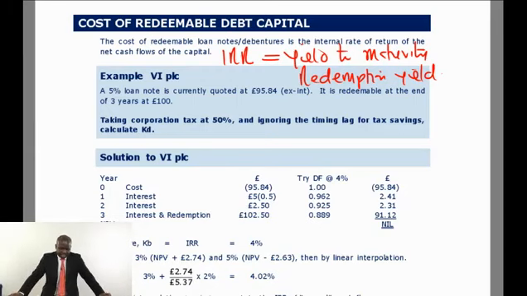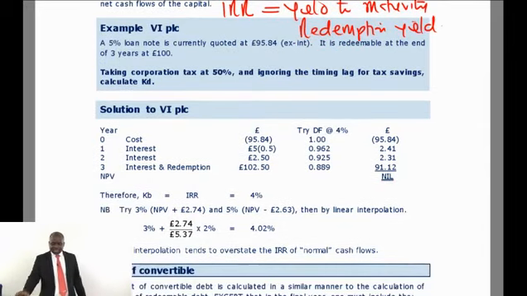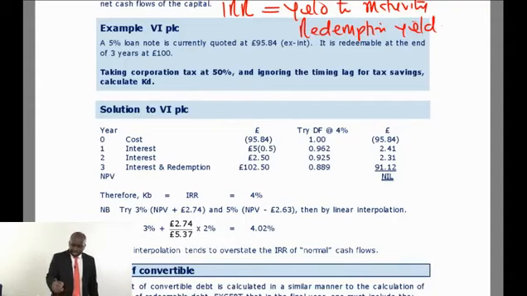Okay, so let's take this example. A 5% loan note is currently quoted at 95.84 ex interest. It is redeemable at the end of 3 years at 100. Taking corporation tax at 50% and ignoring the timing lag for tax savings, calculate the cost of debt. Because this is actually redeemable, I would have to calculate the internal rate of return.